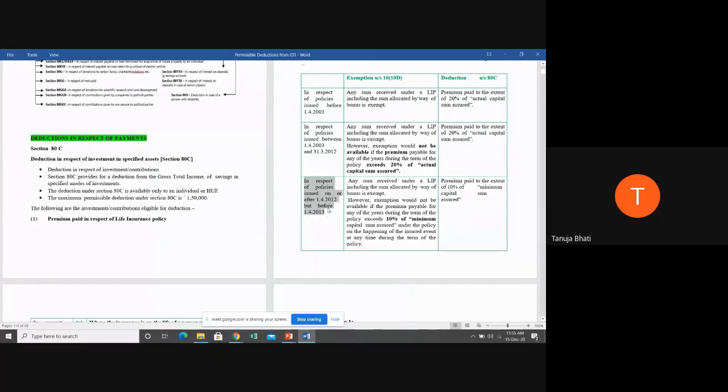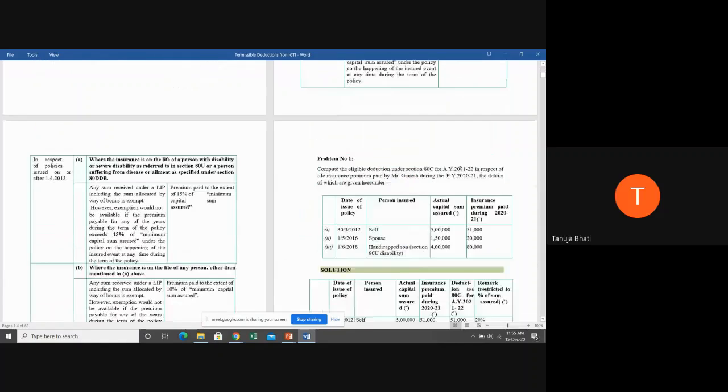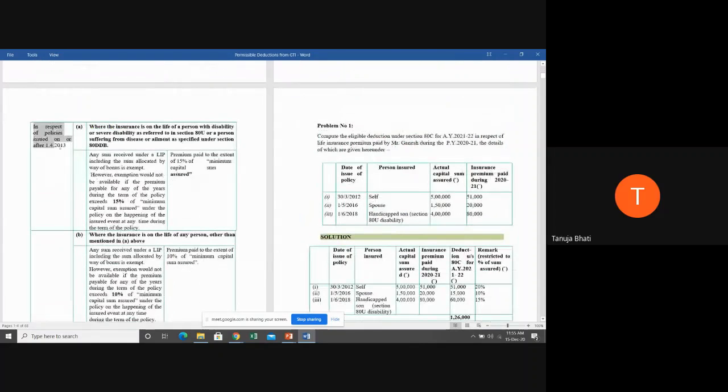Suppose the policy is taken after 2012 but before 2013, then 10% of capital sum assured is the deduction he can get. Both in respect of policies issued after 2013. Suppose policies are issued after 2013, then you need to see whether the insurance is taken on the life of a person with disability. When I say disability, it means he is not able to perform as a normal person.